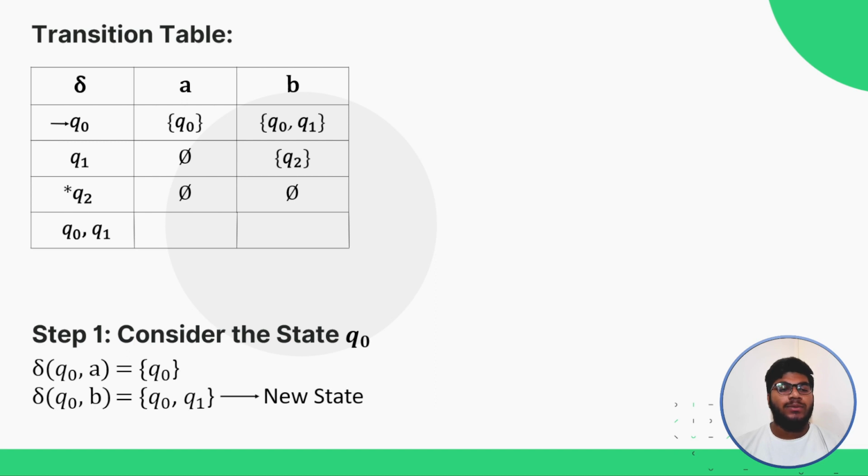Now let us discuss the Q1 state. In step 2, we're gonna consider the Q1 state. Q1 on accepting A is moving on to the null state. And Q1 on accepting B, from the transition table, is moving on to the Q2 state. Since Q2 is already present in the transition table, we don't need to consider Q2 as a new state. So this completes the second state, that is Q1 state.